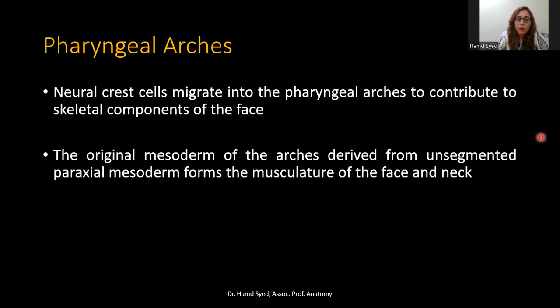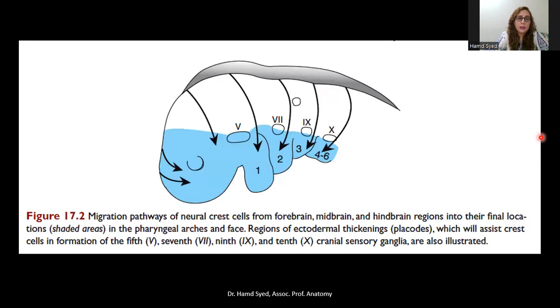Regarding pharyngeal arches, important points to keep in mind are that neural crest cells are going to migrate into these pharyngeal arches, and then they will contribute to the different skeletal components of the face. Whereas the original mesoderm of the arches, which was derived from unsegmented paraxial mesoderm, will form the musculature of the face and neck. So here is a simple diagram showing us the upper part of the embryo. And you can see this is the head region, and here is the neck region where the pharyngeal arches are labeled 1, 2, 3, 4, and 6.